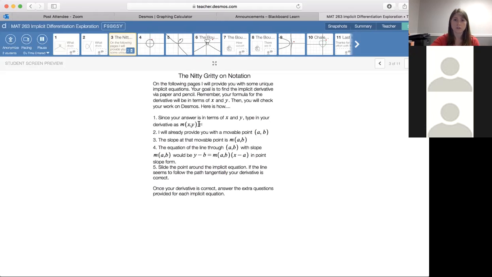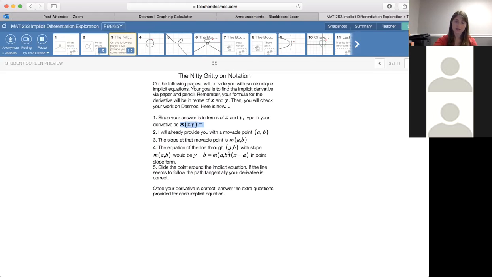So the dy/dx that we find is going to be a function, and we're going to call this function m of xy. It takes 2 inputs and gives us 1 number as an output. It uses the x and y to plug into that formula and get the 1 number slope. Then we're going to have a point that we can move around already on the screen, and our m of ab is the slope of that point. We're going to take that slope and the point, and put it into point slope form.